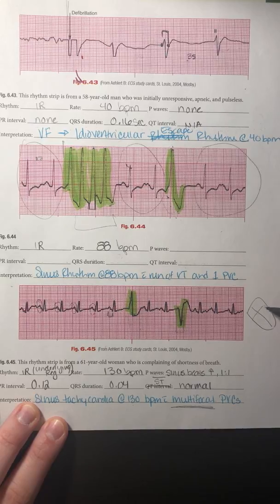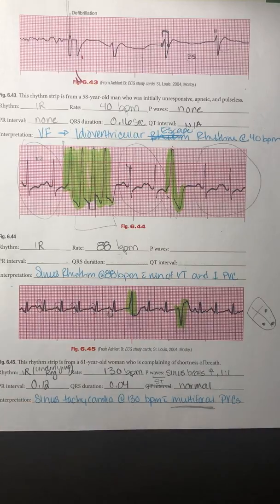So if this is my heart and these are my ventricles, I may have one coming from here, and then I may have one coming from over here, or maybe up here. They're coming from different areas. So I have different areas of excitability in my ventricles. This is a little bit more concerning because it means my ventricles have more irritability than just having one place that's irritable. So sinus tach at 130 beats per minute with multifocal PVCs.